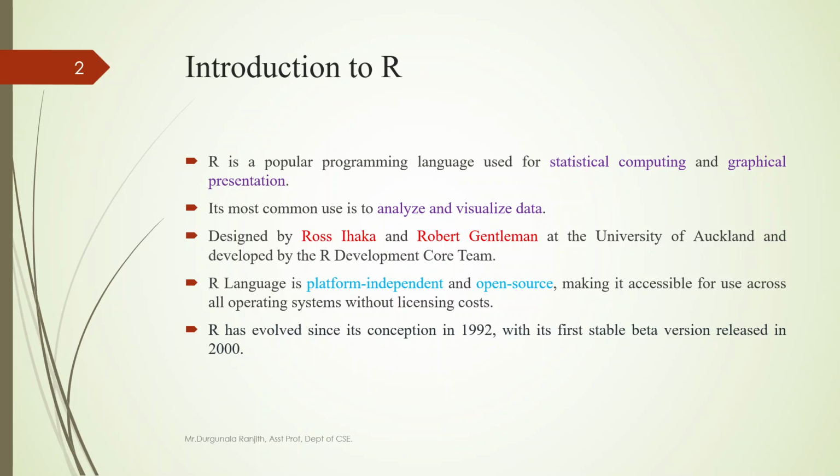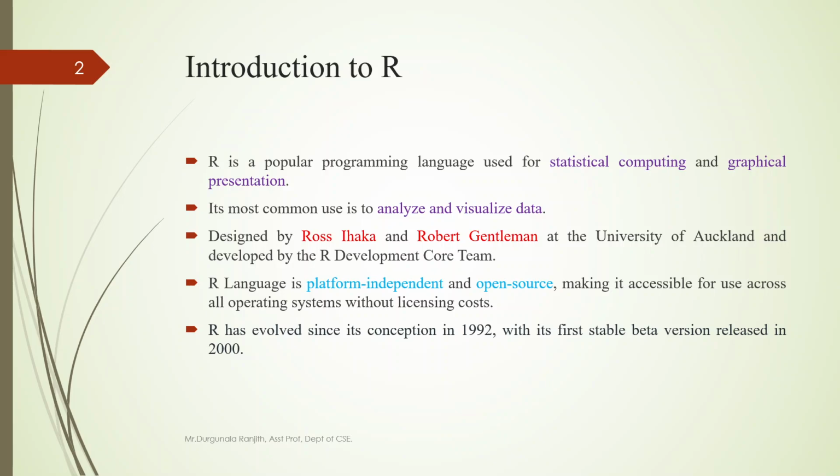R programming. And R programming was invented by Ross Ihaka and Robert Gentleman at the University of Auckland, and developed by the R development core team. Actually this R language is platform independent, which means you can use a different platform, like a different processor and different operating system, and write the code, and the same code will be executed on another platform. So that is what we call platform independent.